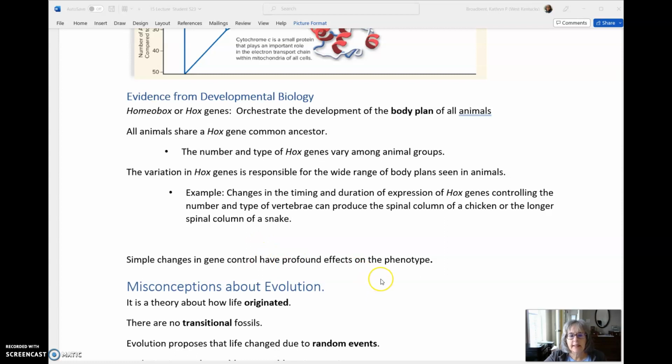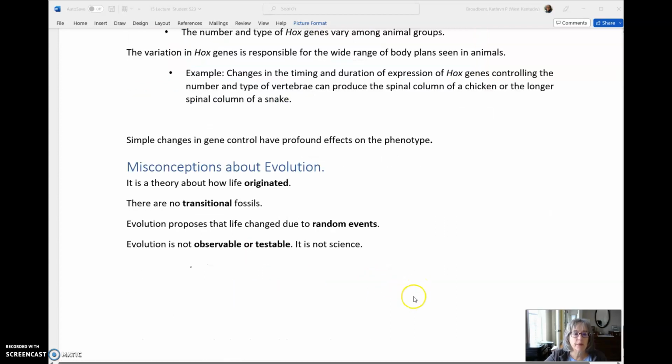Okay, so the last thing we want to talk about is some misconceptions, because there are some things that people don't understand about evolution. The first one is that it's a theory about how life originated, and it's not. It does not address how the first cell came to be. It addresses what we talked about, that it's a change in characteristics observed over time.